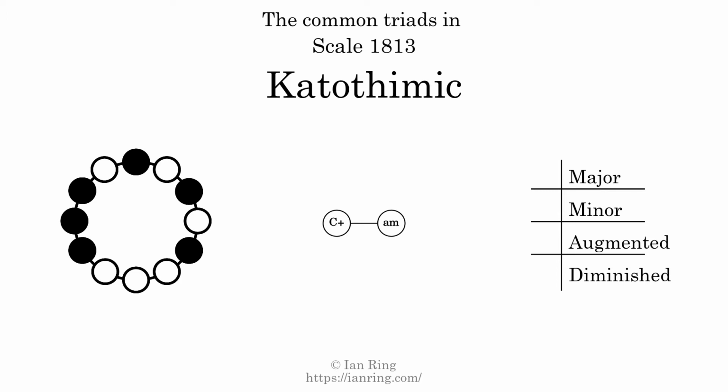Here are the common triads present in this scale. The diagram in the center is a graph of parsimonious voice leading between triads. There are no major triads. There is one minor triad. There is one augmented triad. There are no diminished triads. Here is a Hamiltonian path of parsimonious voice leading that uses all the triads.